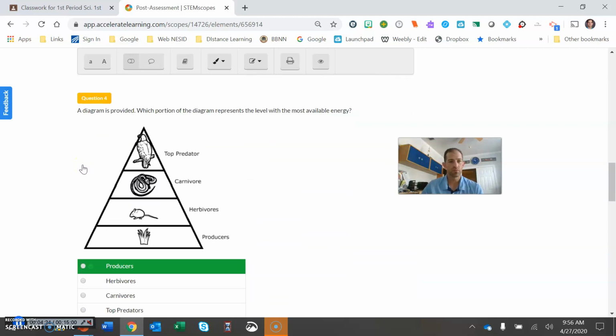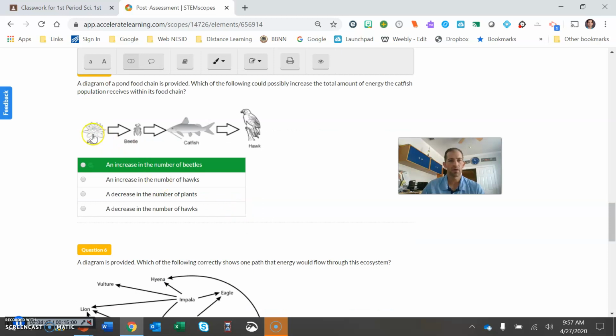Same food chain, food pyramid from above. This time they ask you which portion of the diagram represents the level with the most available energy, and that would be the producers. So obviously the opposite of this question would be the top predator. And we lose energy along the way.